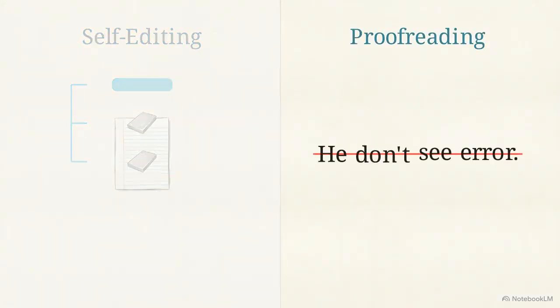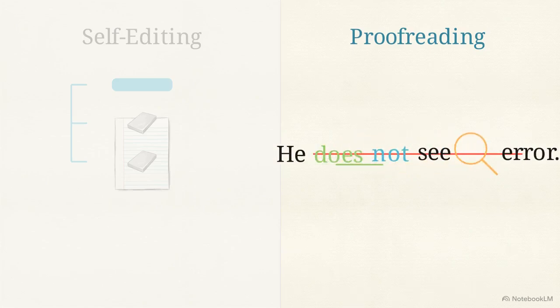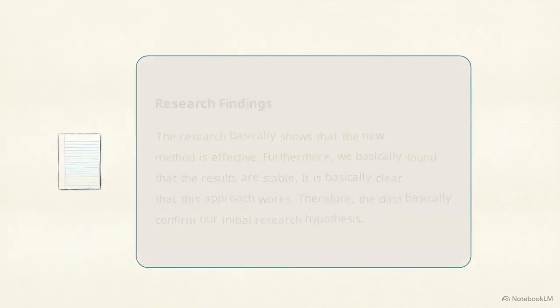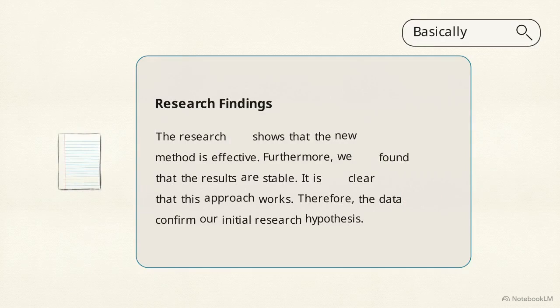On the right is proofreading, a secondary step for surface-level errors. This involves checking spelling, punctuation, and subject-verb agreement within finalized sentences. To speed up this process, use your computer's Find function to search for your own repetitive errors. This allows you to eliminate personal habits across the entire document systematically.